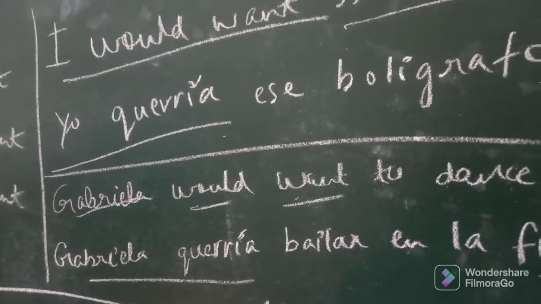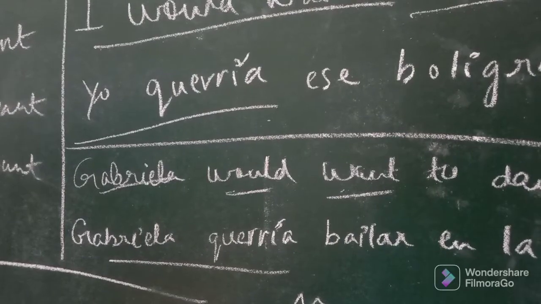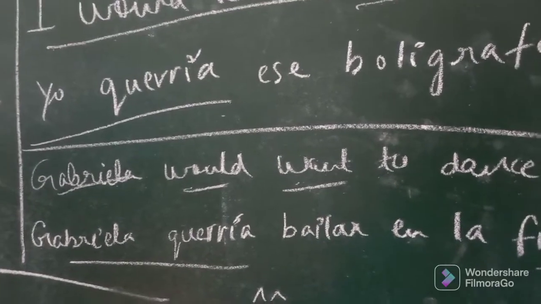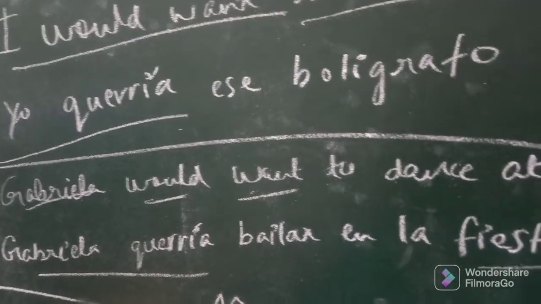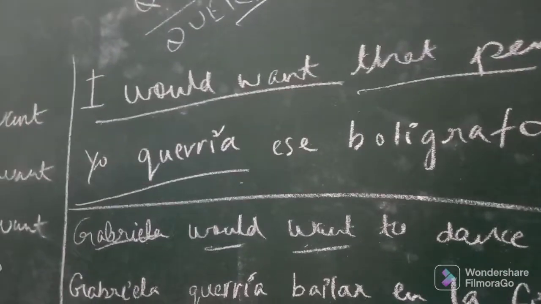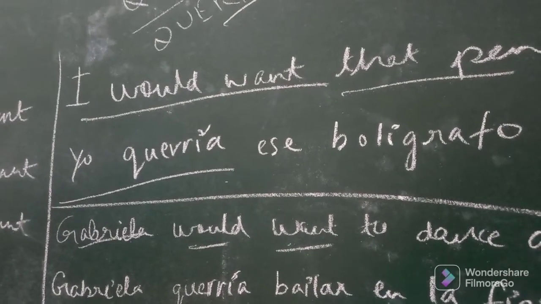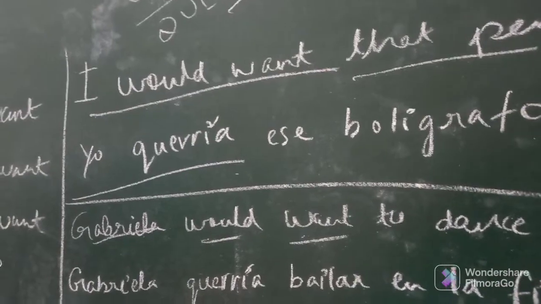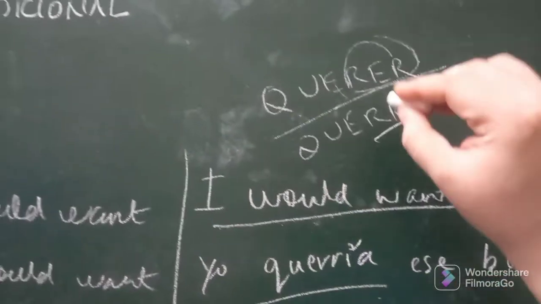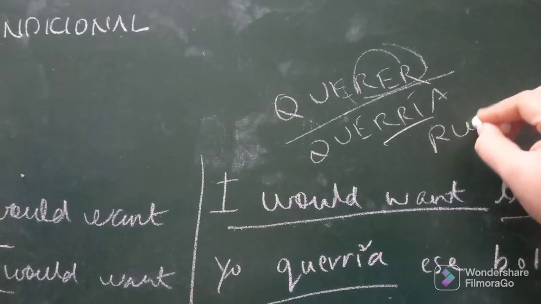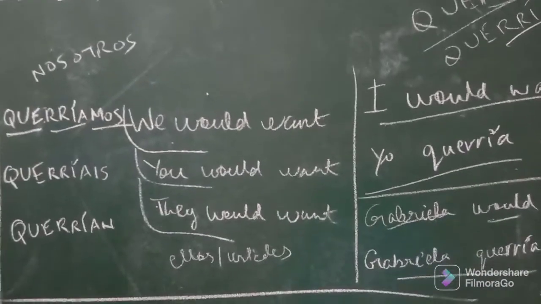So the main gist of the sentence that you have to remember is, Gabriela querría bailar en la fiesta. Gabriela would want to dance at the party. And yo querría ese bolígrafo, I would want that pen. And in querer, bring both the R's together and do the rumba. Simple.